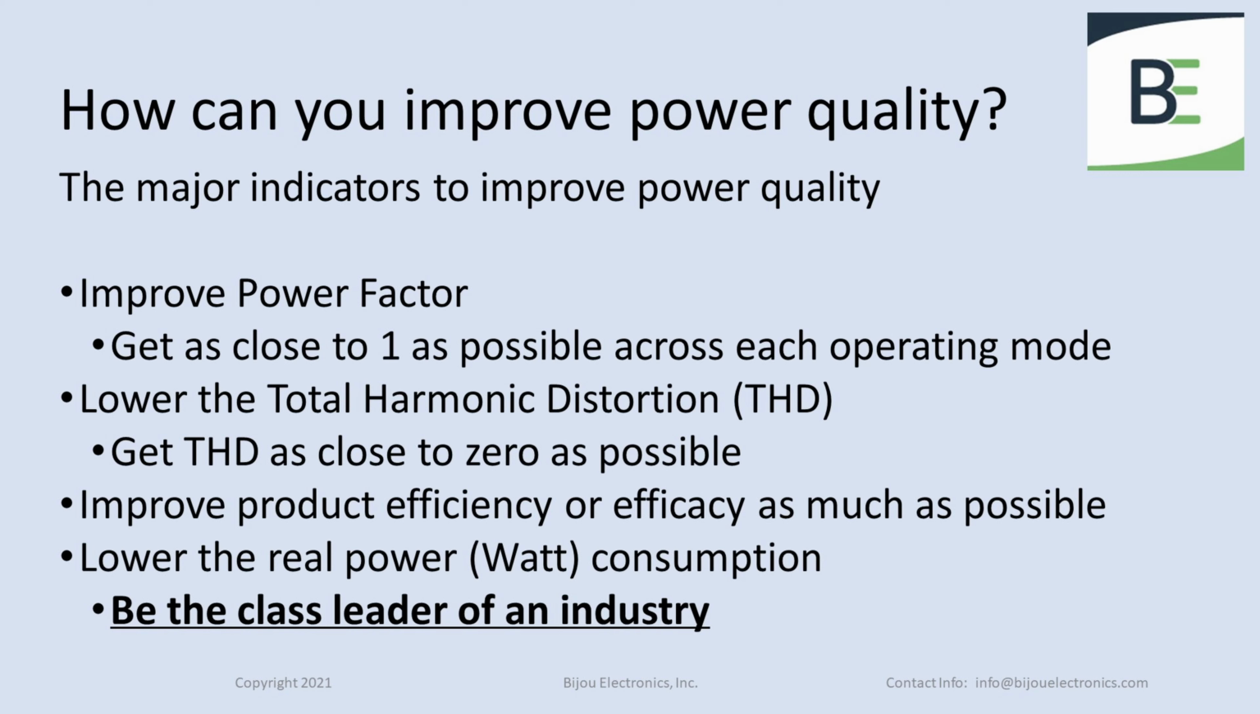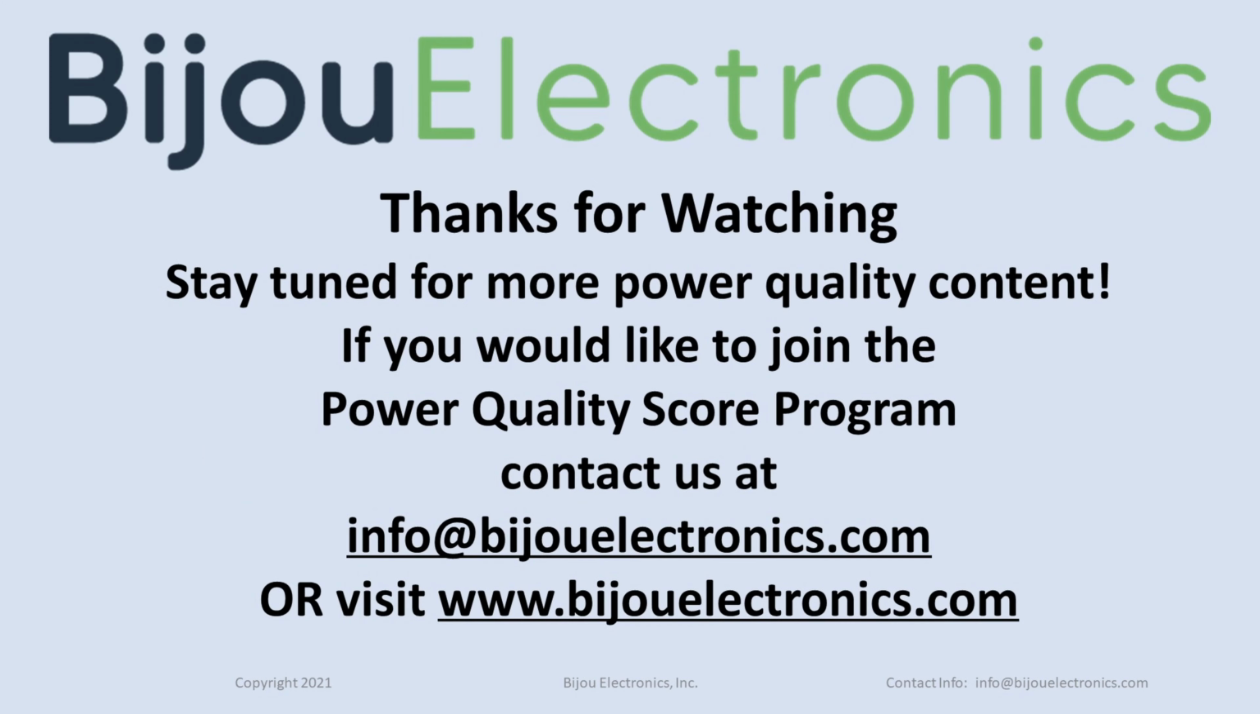Finally, improve the efficiency or efficacy of the product as much as possible. This should be an obvious one, but does require some explanation. A product could have a great power quality but be 10% efficient, therefore wasting most of the incoming energy as heat. Providing as much useful work on the output as possible is the goal. Increasing efficiency or efficacy will lower the real power consumption of a product. So get involved and lower the real power consumption of the product and improve the power quality. Be the class leader of an industry.